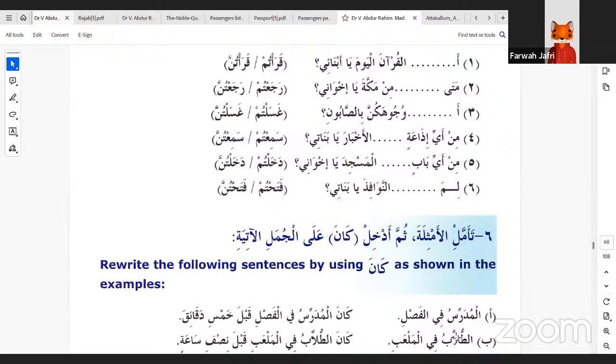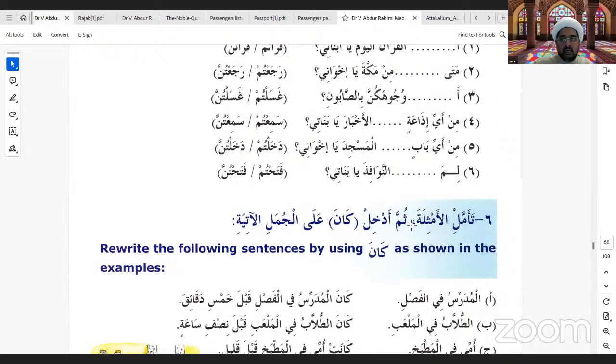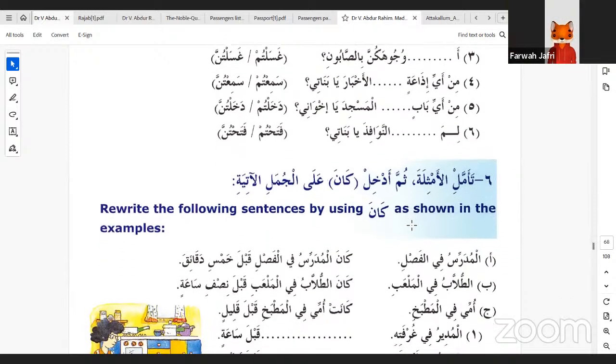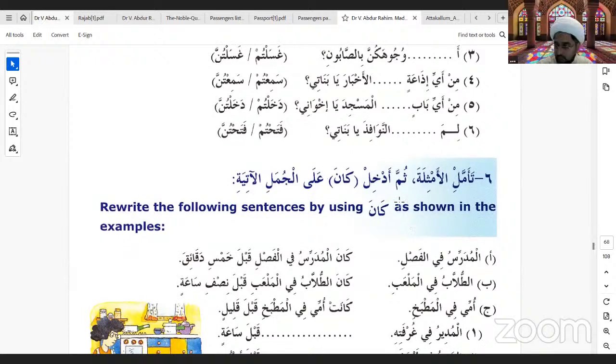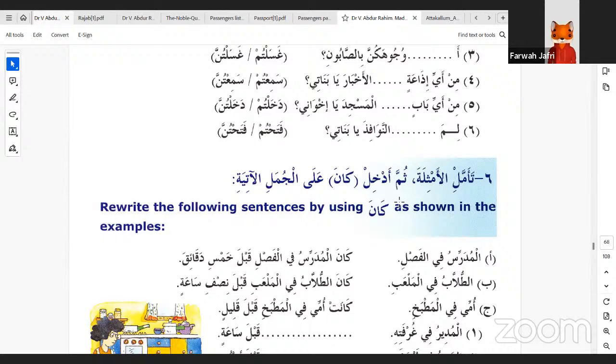لما فتحتن نوافذ يا بناتي. Nafidatun is singular, nawafid is plural, which means windows. Okay, why did you open the windows, O daughters? Thank you so much.